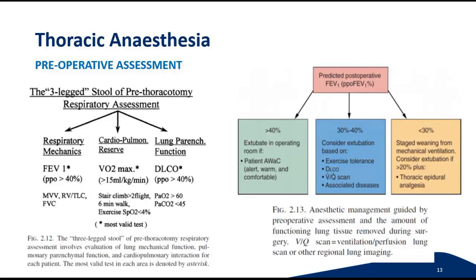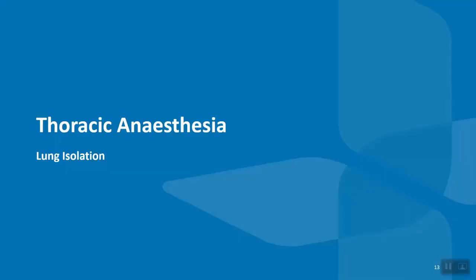We can summarize the quantitative pre-op assessments into a 3-legged stool consisting of evaluation of respiratory mechanics, cardiopulmonary reserve, and lung parenchymal function. We can use this information to guide anesthesia management as shown in the figure on the right. In the next section we will go through airway anatomy and methods for lung isolation.